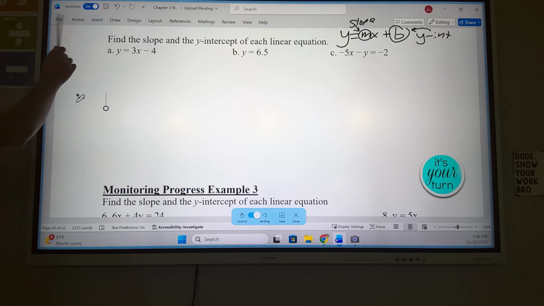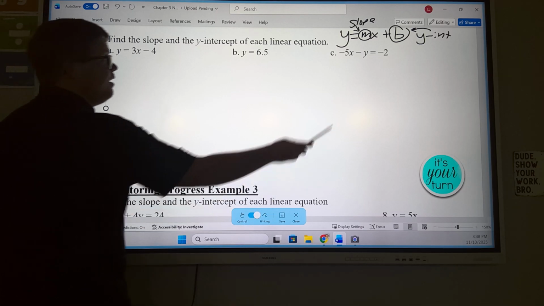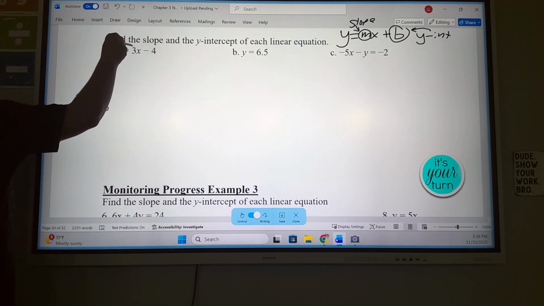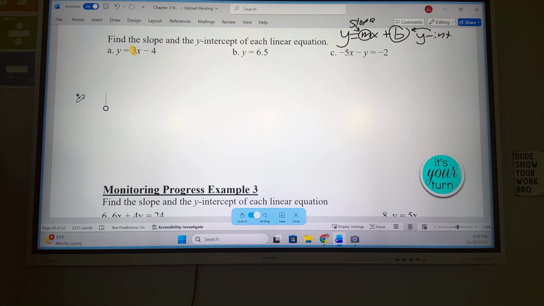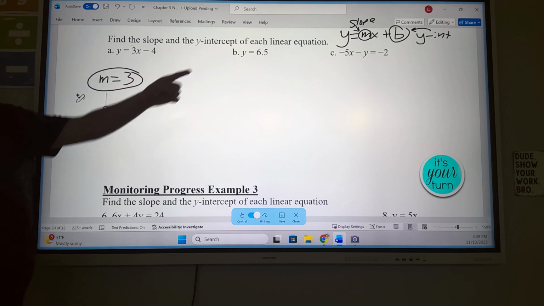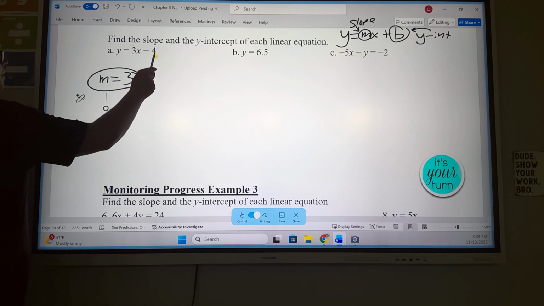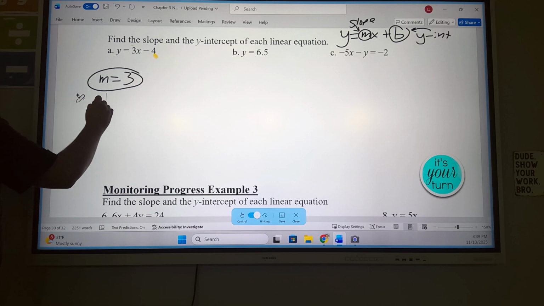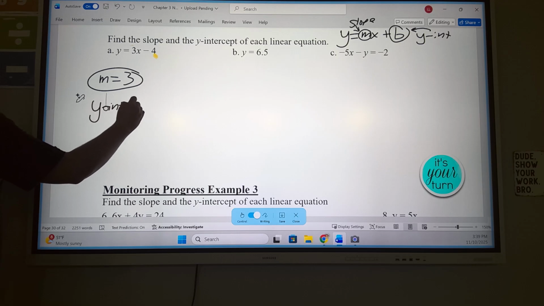The directions say find the slope and the y-intercept of each linear equation. For part A, m is our slope, so whatever is attached to the x, in this case 3, is our slope. So m, which is our slope, equals 3. And b, the whole number all alone, is -4. So our y-intercept is -4.